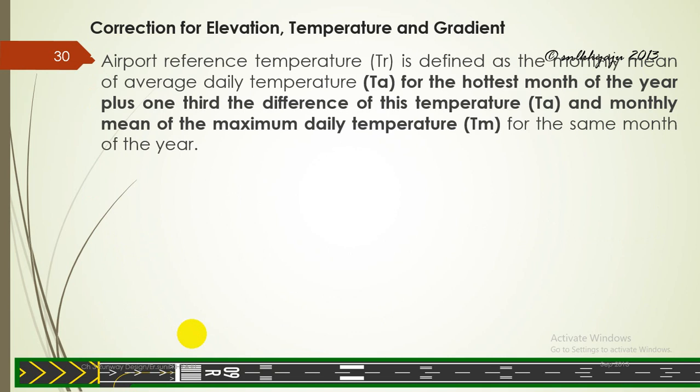Airport reference temperature TR is defined as the monthly mean of average daily temperature for the hottest month of the year, plus one third of the difference between this temperature TA and the monthly mean of maximum daily temperature TM for the same month of the year. That is, TR, the airport reference temperature, is the monthly mean of average daily temperature plus one third the difference between the maximum daily temperature and the mean of the average daily temperature.